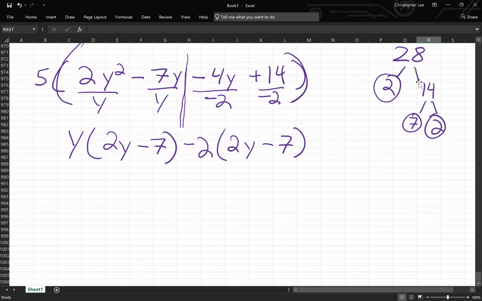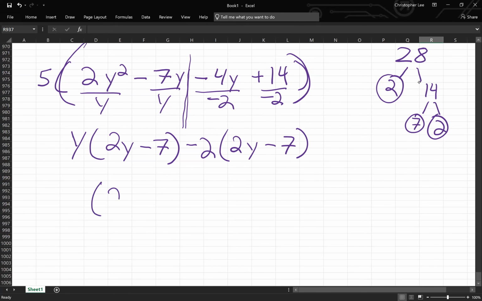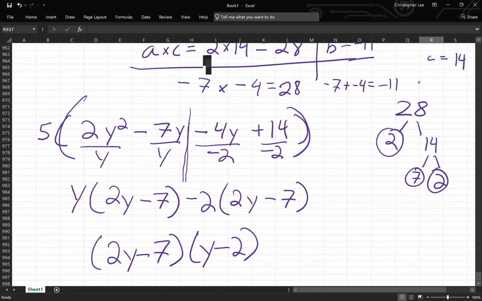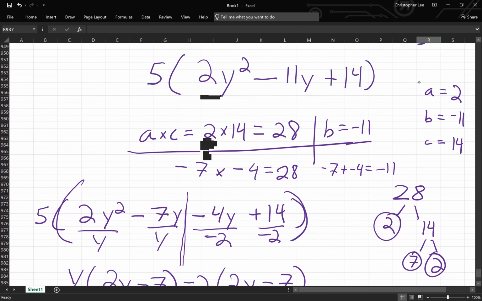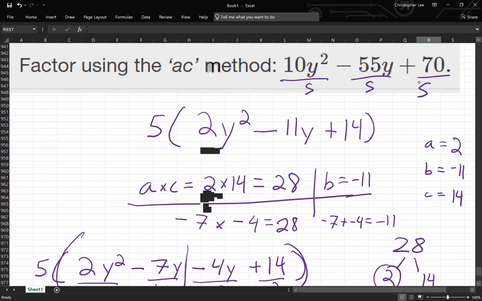Do the greatest common factor one more time. I have the 2y minus 7. And then what's left over? y minus 2. And that's it. Questions on this? So the lesson here: greatest common factor before the AC method.